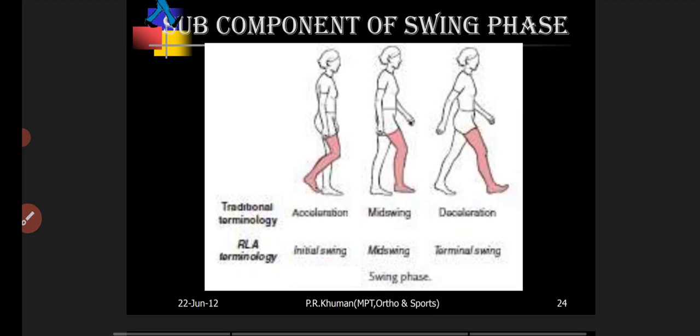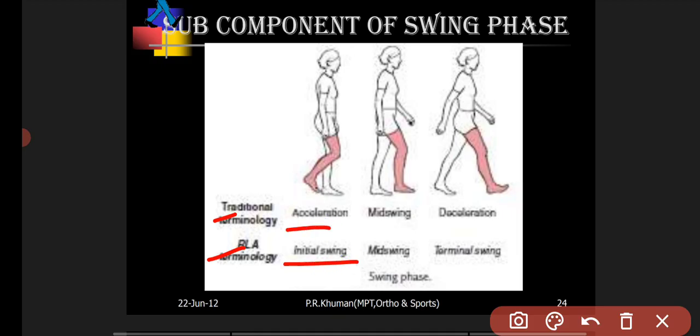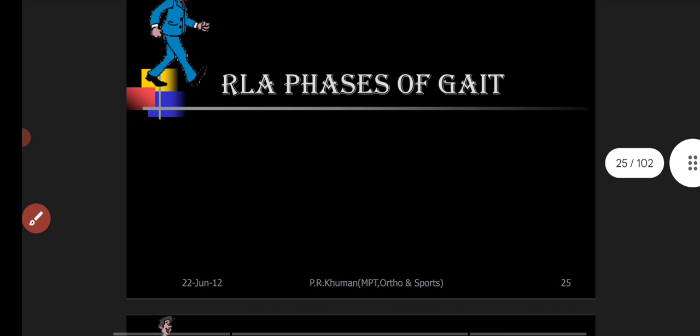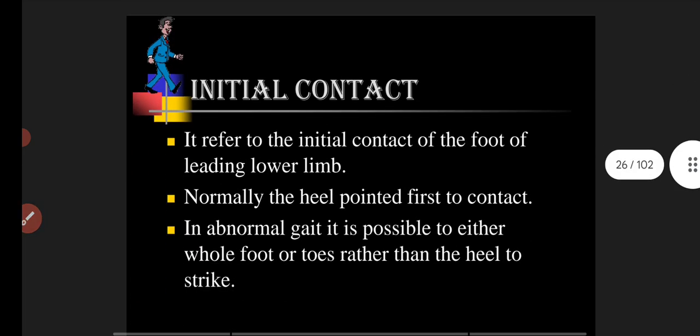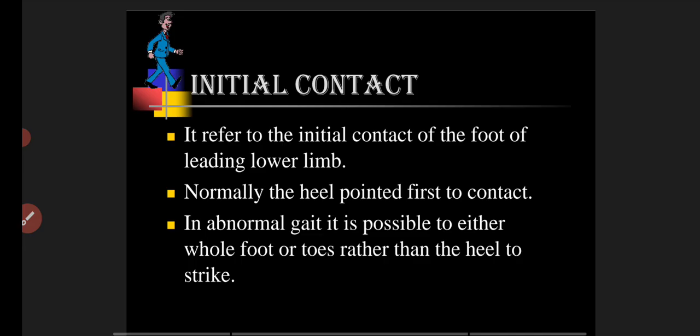For the components of the swing phase, similarly, traditional terminology and RLA terminology. Acceleration is known as the initial swing, mid swing is known as the mid swing, and deceleration is known as the terminal swing. In the exam, either the traditional classification comes or the RLA classification comes, so you have to write accordingly.